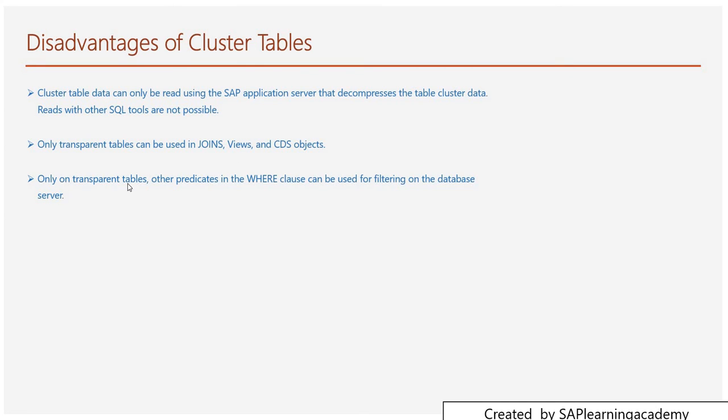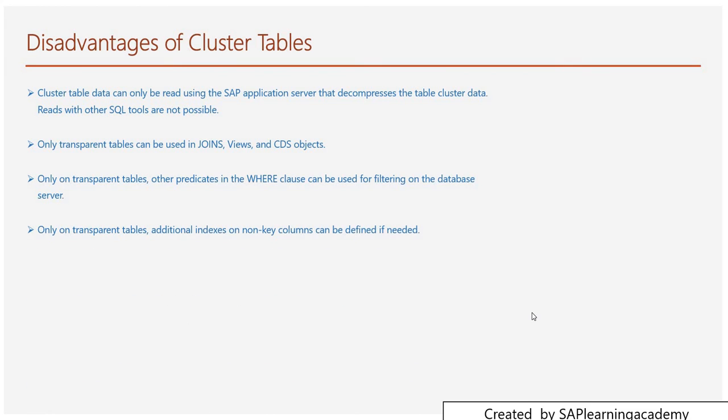Only on transparent tables, other predicates in the where clause can be used for filtering on the database server. And as I said earlier when talking about the advantages, if you're searching on the key field, then only your table cluster gives much faster results. But you cannot search on other fields. For that, you have to use the transparent table, meaning the BSEC table.